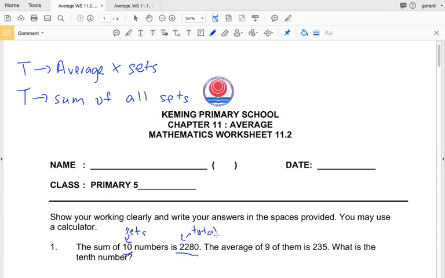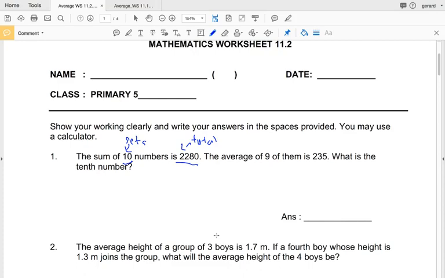Alright, so now they're telling you that the average of 9 of them is 235. What is the 10th number? So, if we were to find the total of 9 of them, and we have the total of 10 of them, it will mean that the total of the 9 numbers plus the 10th number will give you 2280. So if we can find the total of the 9 numbers, all we need to do is take the total of the 10 numbers minus the total of the 9 numbers to find out what's the last number. So our first step here, we just have to find this.